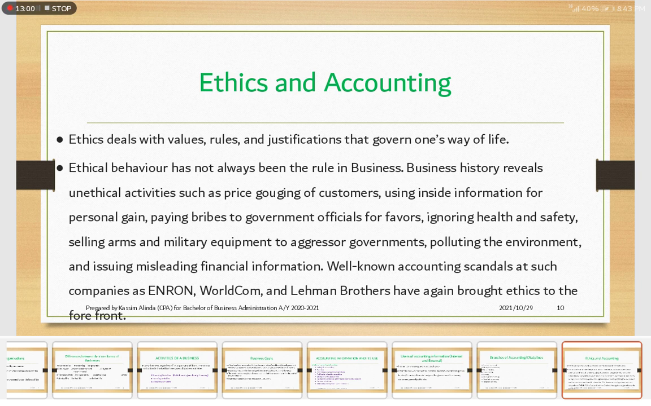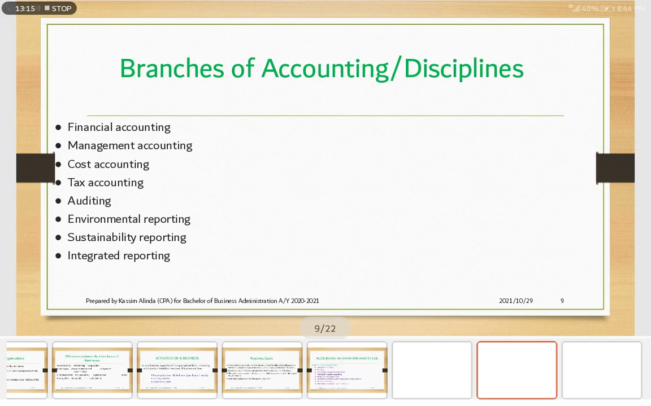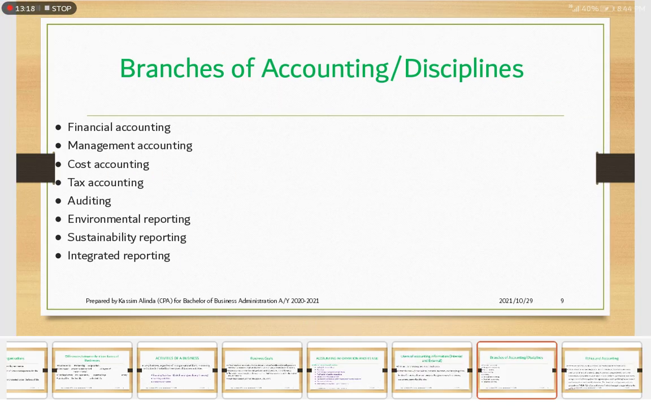In a sustainability report, the environment is included. In an integrated report, we do not only have the environment, the people, and the profit, but we also have all the financial statements. Financial accounting, I said, its main focus is to provide information to the external users to aid them in making informed economic decisions. So financial accounting is outward looking, while management accounting is inward looking.